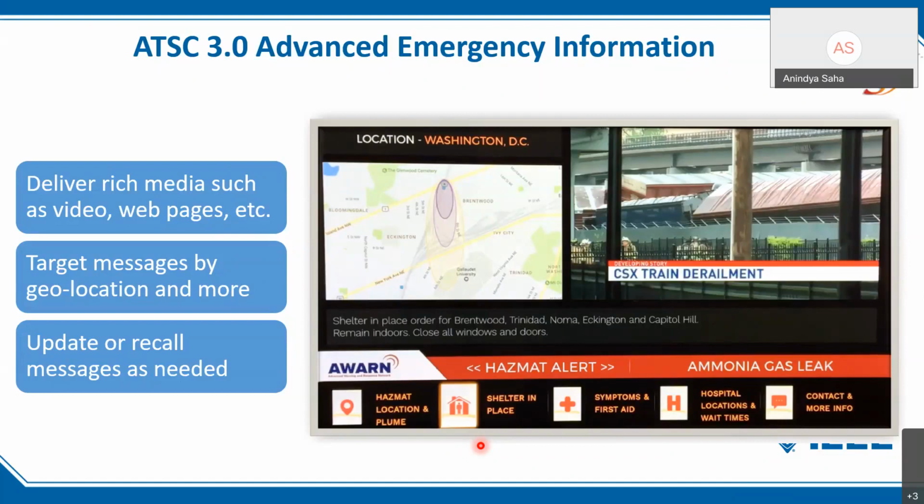Earlier, if you recall, a lot of this content would crawl at the bottom of your screen. What this allows is the ability to update, and to say, okay, I have seen the alert and I don't want to see the alert anymore, and things like that. So very advanced mechanisms are enabled in ATSC 3 for emergency alerting. Let's go to the next slide.